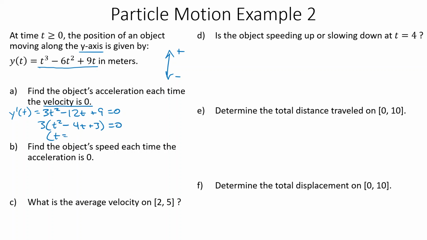Let's see if we can factor that. t minus 3 and t minus 1. So it looks like we're getting t equals 3 and t equals 1. And now we want to find the acceleration.